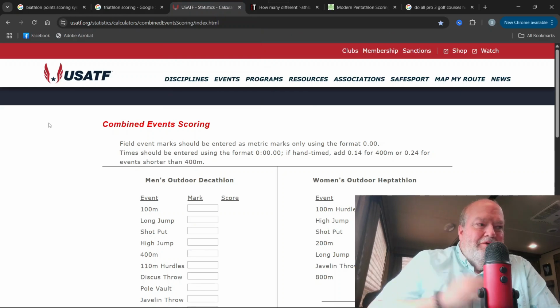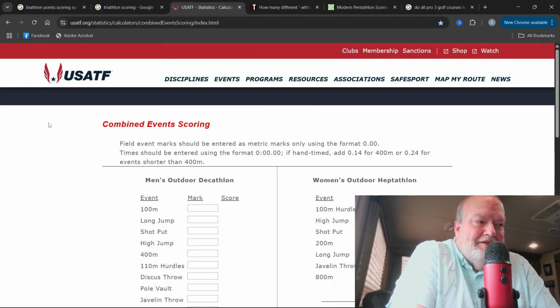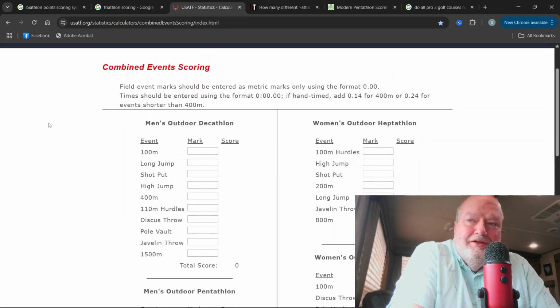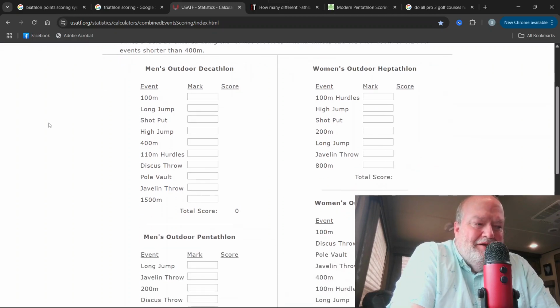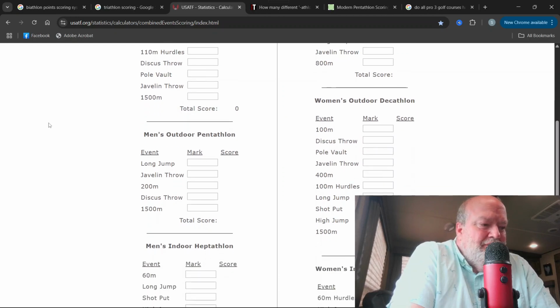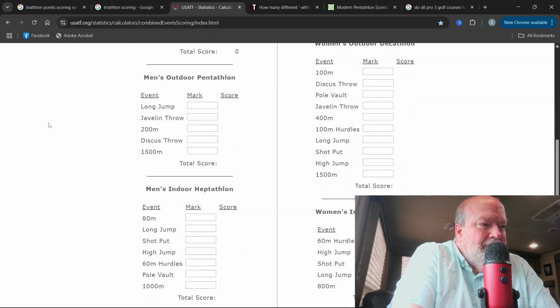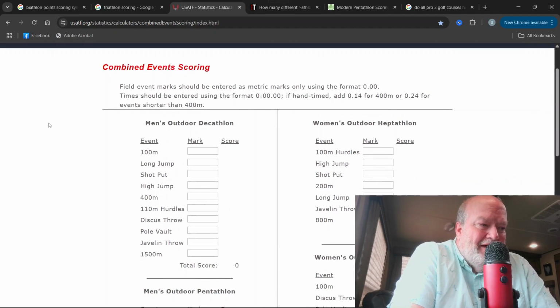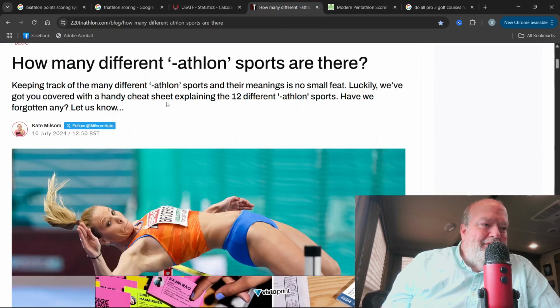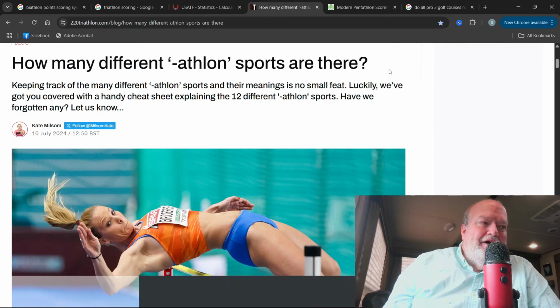Now, I want to create a site similar to this one here, as far as combined event scoring, where you just put in what the person's mark is and it comes up with the score. There's men's decathlon, women's heptathlon. They have an outdoor pentathlon, which is different than the typical pentathlon. Indoor, outdoor. So I'd like to have a scoring system where you put in your score. But there are a lot of different athlon sports.